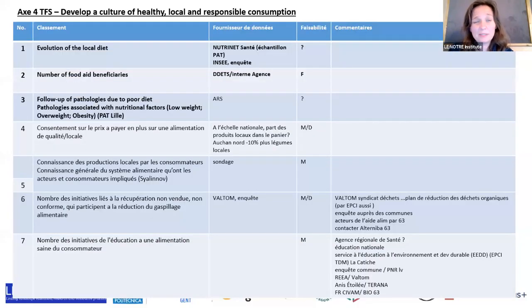So you'll have the presentation. You can follow better. Here it's about local diets. But here it's about especially food aid beneficiaries, and seeing if they are benefiting from qualitative and sufficient food.